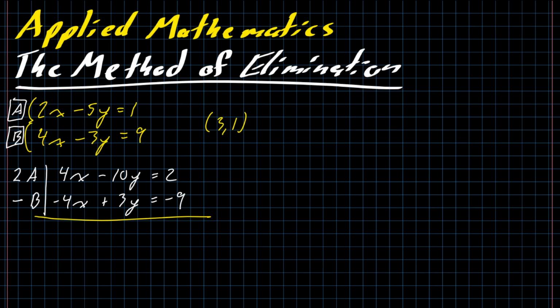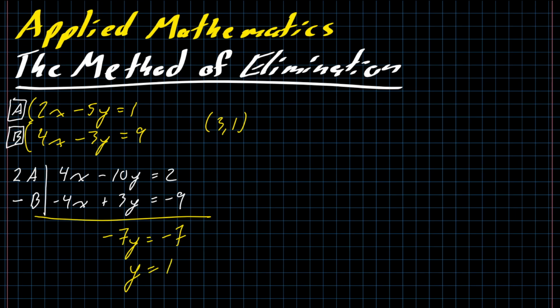But because I chose to do it this way, I get some really nice things happening. I have a 4x and a minus 4x. 4x minus 4x is 0x, or just 0. -10y plus 3y is -7y. And then 2 minus 9 is -7. Divide both sides of the equation by -7, and you get that y is equal to 1.